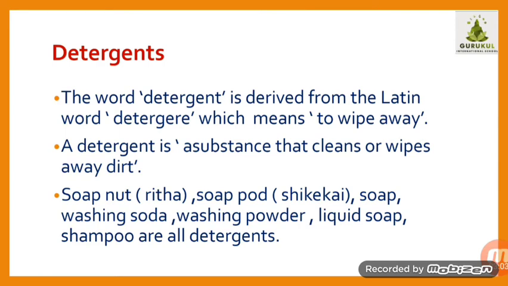You might have heard in advertisements of herbal products, they give the information that this shampoo contains Rita, shikekai, amla and all that. Correct. So that shikekai, Rita or soap nut, what are those? They are natural detergents. They are acting as a soap. And the next examples of detergent are soap, then washing soda, then washing powders, then liquid soap.